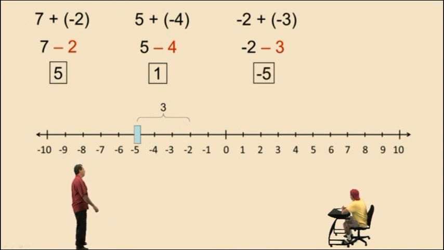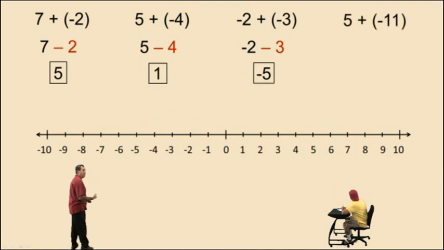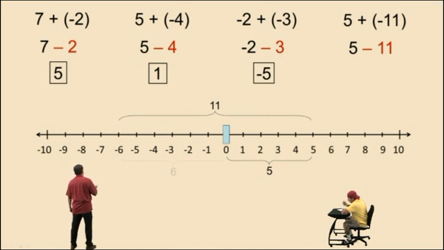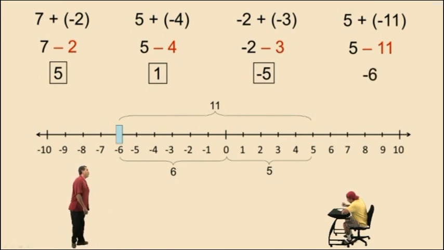There you go. And now 5 plus a negative 11. Here we're adding a negative 11. But our addition will change to subtraction, and the negative 11 will change to its opposite, which is positive 11. So we now have 5 subtract 11. And let's perform that on the number line. Well, if we're at 5 and we move 5 units to the left, we're at 0. But we're moving a total of 11 units to the left because we're subtracting 11. And so we have to move 6 more. And therefore, 5 subtract 11 is equal to negative 6.